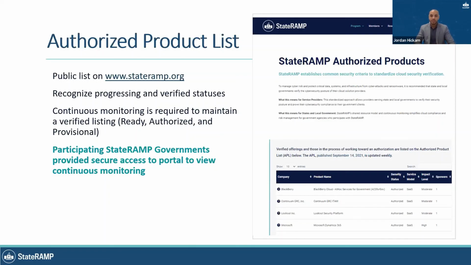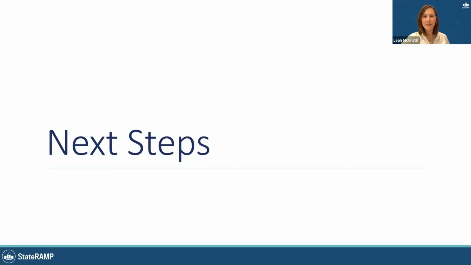But if you drop down further below, you'll see the progressing list. And this just recognizes those that have begun the process of StateRAMP, they've engaged the 3PAO, and they intend on achieving that ready or authorized status. Sounds good. So where to go from here?